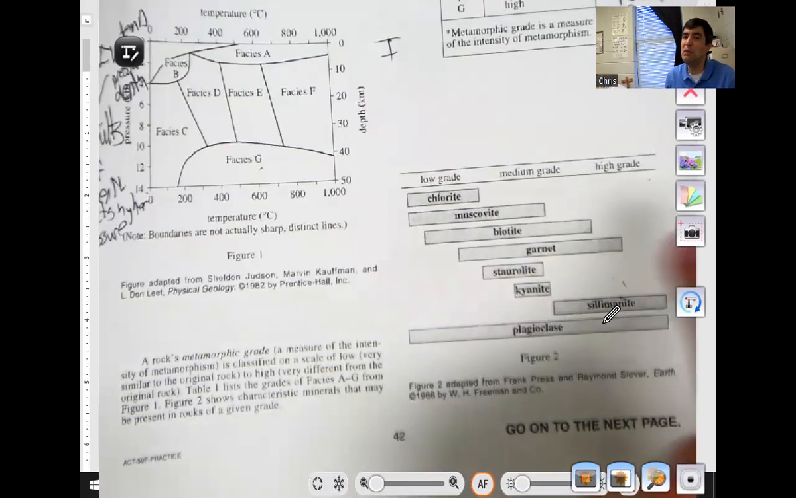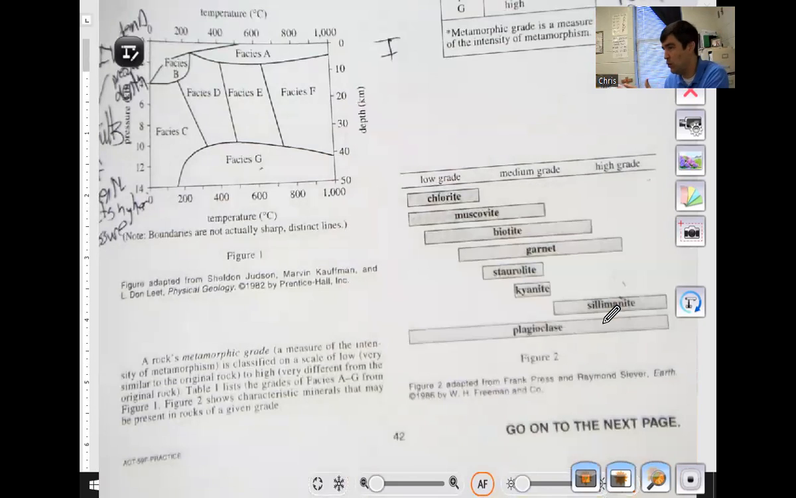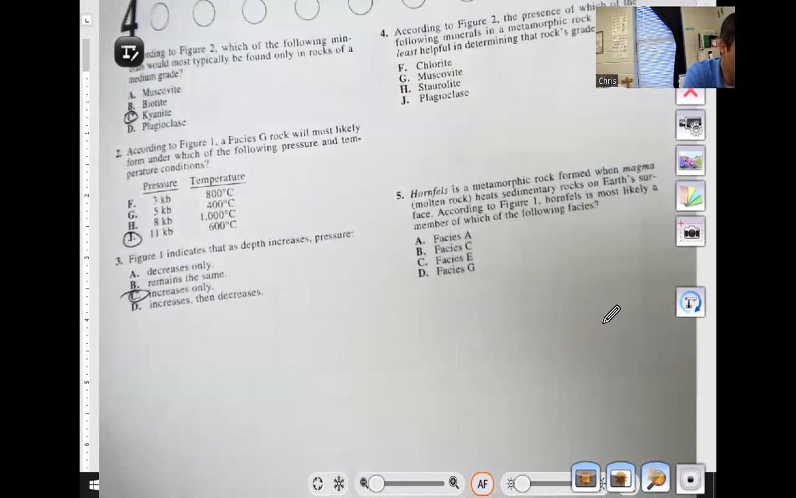All the other ones would be more helpful because you say, well, this is only formed in low grade rock, this is only formed in this type of rock. If you found that type of rock, you know what type of grade you have. That's what they're trying to say right here. So the answer is J.